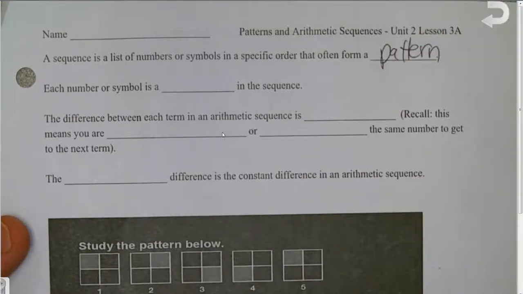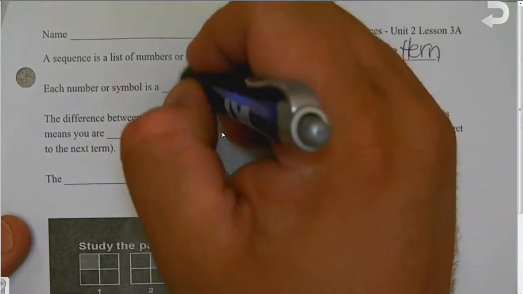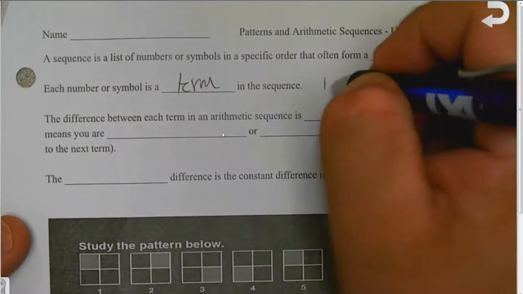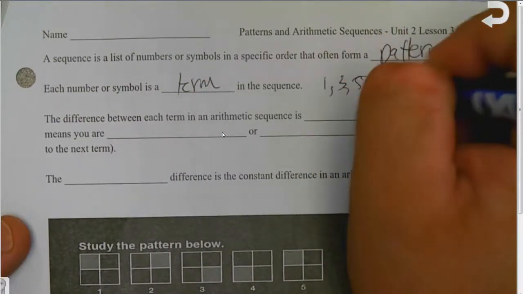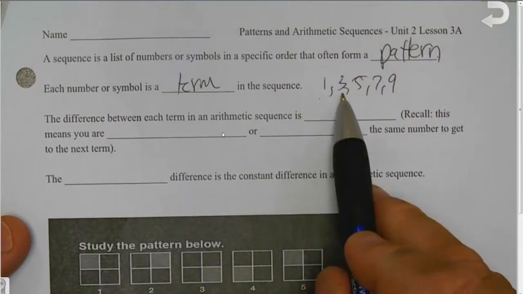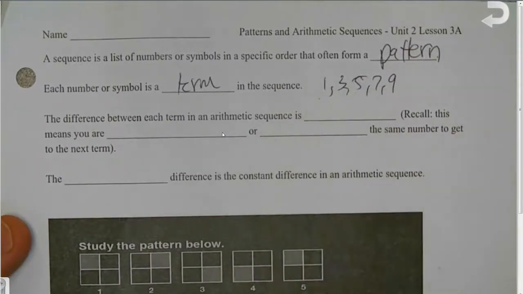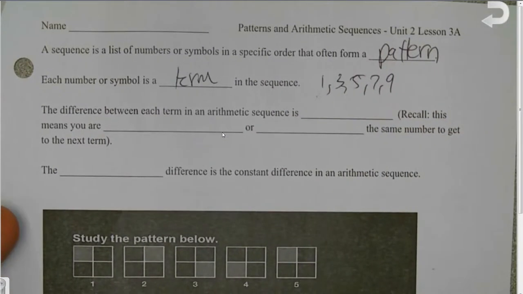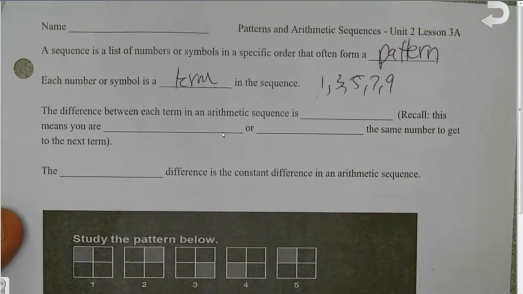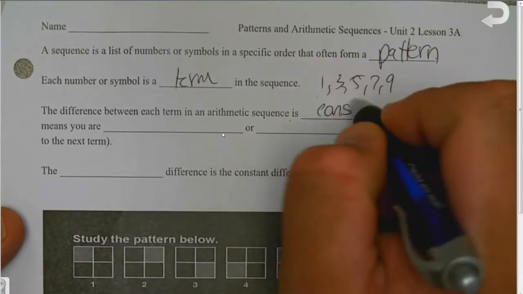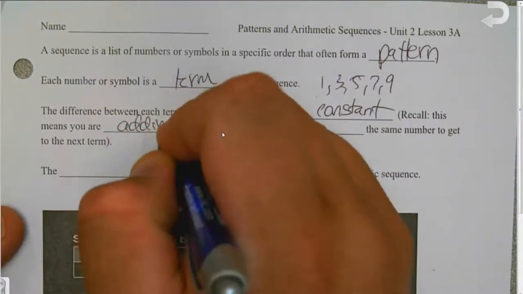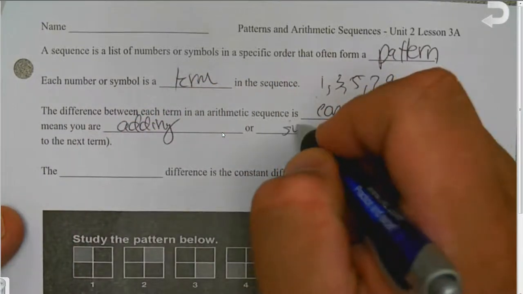And each number or symbol is a term in the sequence. So for example, if I have the pattern 1, 3, 5, 7, 9, 1 is the first term, 3 is the second term, 5 is the third, and so on. The difference between each term in an arithmetic sequence is constant. That means you are adding or subtracting the same number to get to the next term.